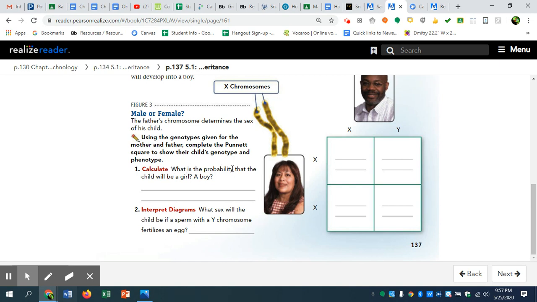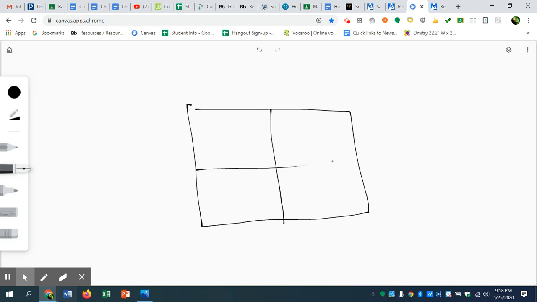So what is the probability that a child that two people have will be a boy or a girl? Well, we all know it's 50-50, but I'm actually going to show this to you in a Punnett square. So I'm going to go to my handy canvas. I'm going to draw a Punnett square. Okay, so remember, the male goes on the top of the Punnett square. So we have an X and a Y for dad, and then an X and an X for mom. So what's the likelihood that you'll have an XY or an XX?